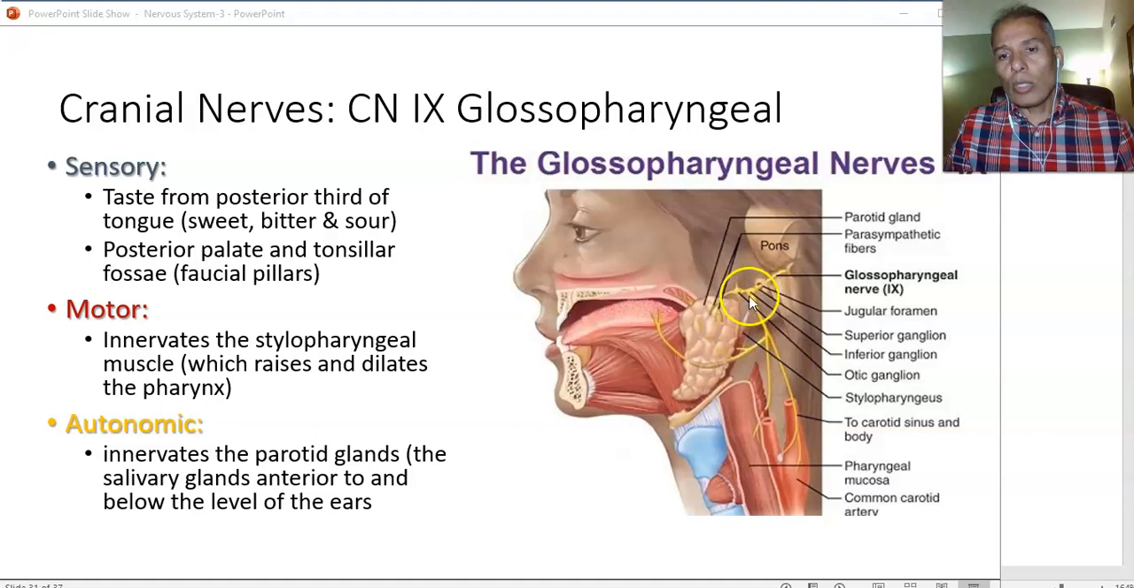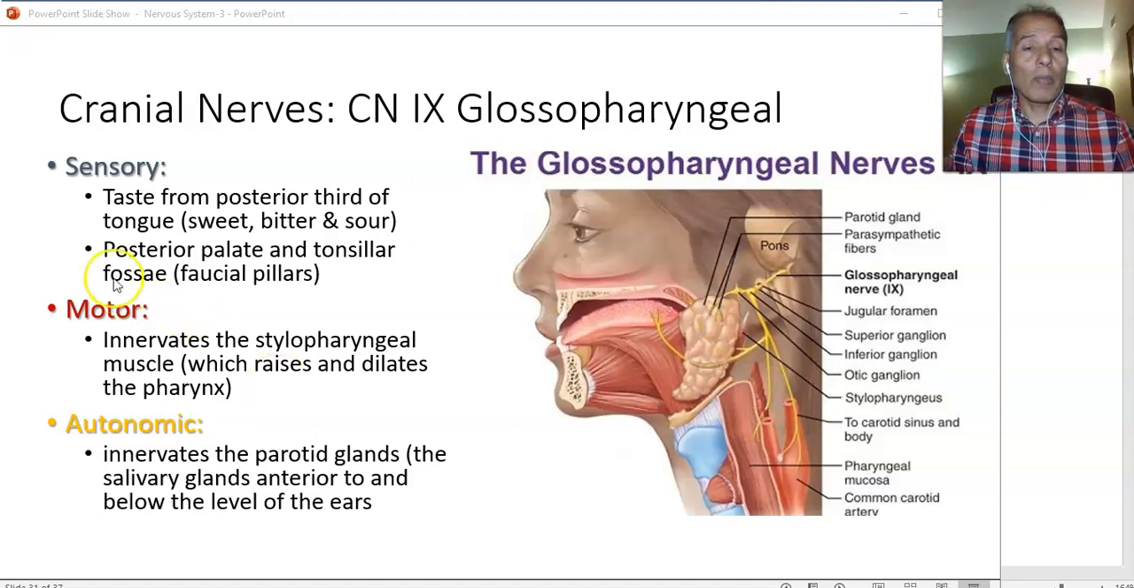And then in addition to that, it activates salivary glands, the biggest one, called the parotid gland. It lies anterior to the ear and a little bit inferior, anterior and inferior to the ear. So that is the biggest salivary gland that you have, and that nerve activates it. And also it is connected with the muscles of the pharynx, and especially the pharyngeal constrictor muscles.